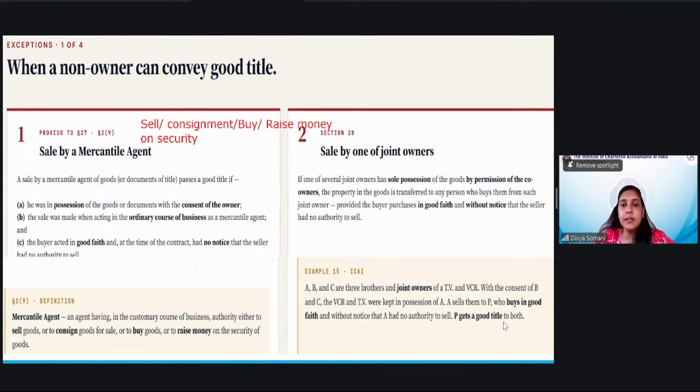Is this example clear? Sole possession means complete possession. The washing machine is entirely with me. That means sole possession, it is completely with me, complete possession, because it cannot be divided among other persons.